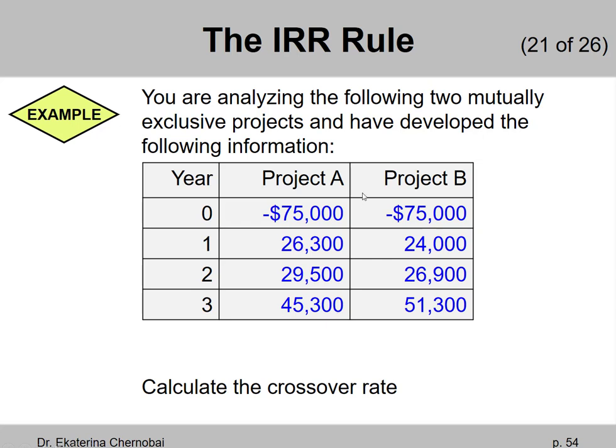$45,300. For project B, the required initial investment is the same, $75,000 in year 0, and the profits in the next 3 years will be $24,000, $26,900, and $51,300. Calculate the crossover rate.